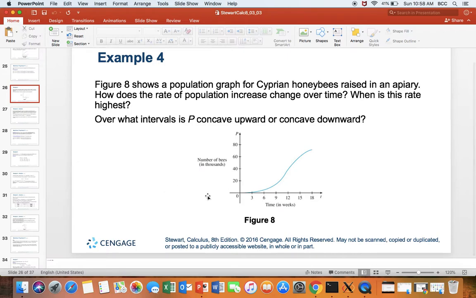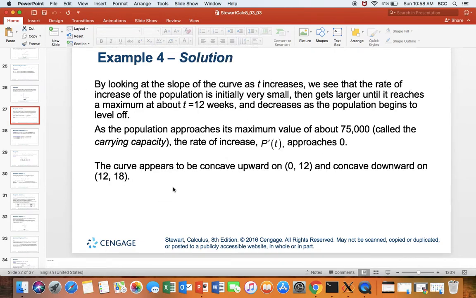Okay. For example, where do you think is the curve concave up? 0 to 12, it's concave up. From 12 onwards, it becomes concave down. All right. So 0 to 12, and then 12 onwards, it's concave down.